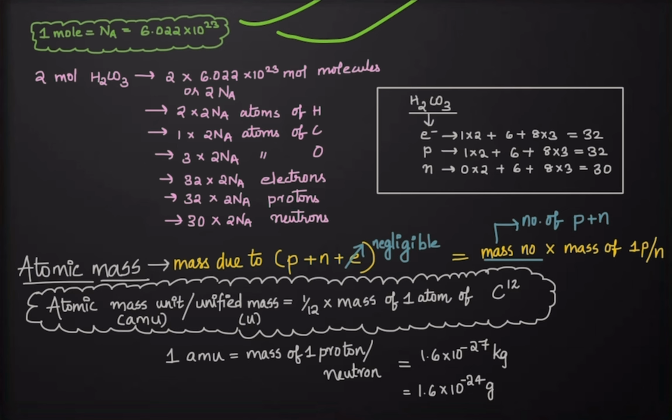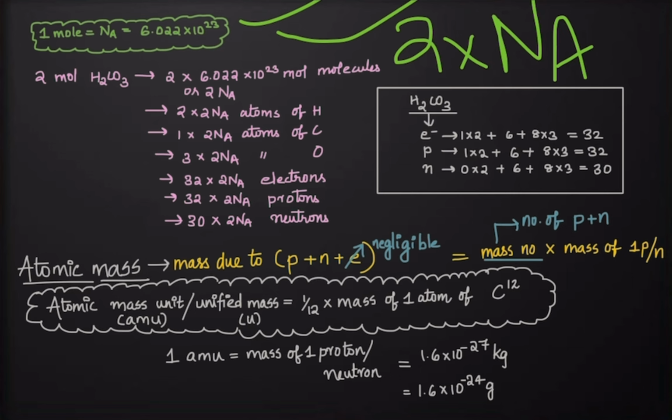That means Avogadro number of particles. Avogadro number of particles are present in 1 mole. And for 1 mole, 6.022 into 10 raised to 23. For 2 mole, 2 into Avogadro number. 2 mole means 2 into Avogadro number, that is 2 into 6.022 into 10 raised to 23 particles.